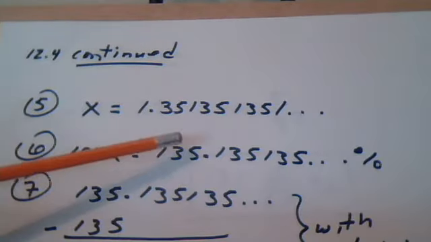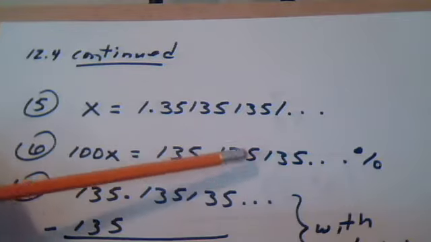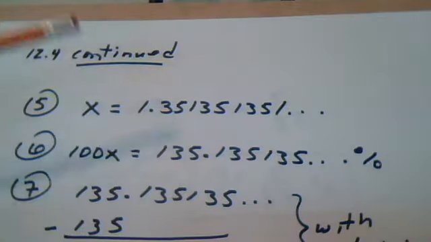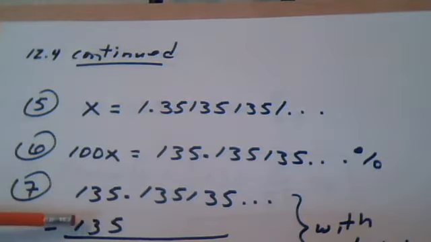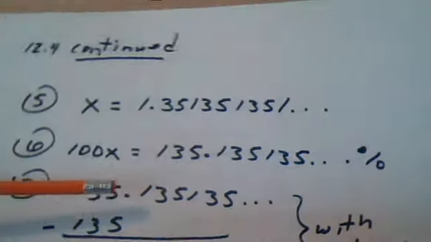We have the 135%. Now we need to remove the 135 so we could work with the decimal part. So we already know it's 135%. Now with your calculator, subtract the 135. That would keep the repeating part.